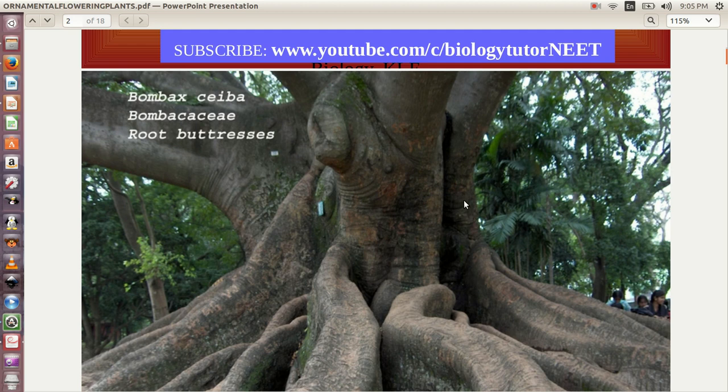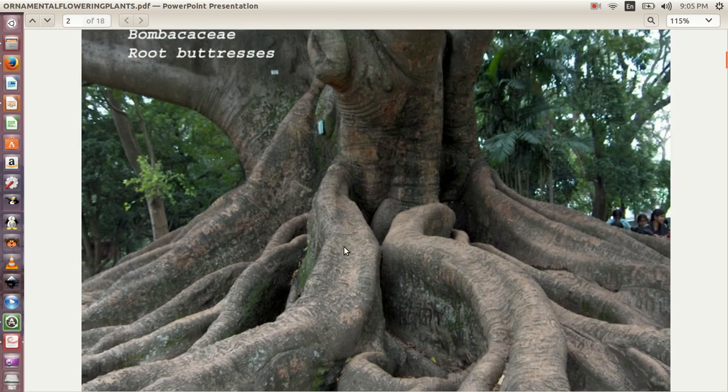This plant has been photographed from Lalbagh, and is more than 150 years old. The huge gigantic tree is supported by the root buttresses that are there. If you look into these root buttresses, they are supporting this huge gigantic tree, and you can see the size of people here. This tree is present in Lalbagh Botanical Garden whenever you visit it.